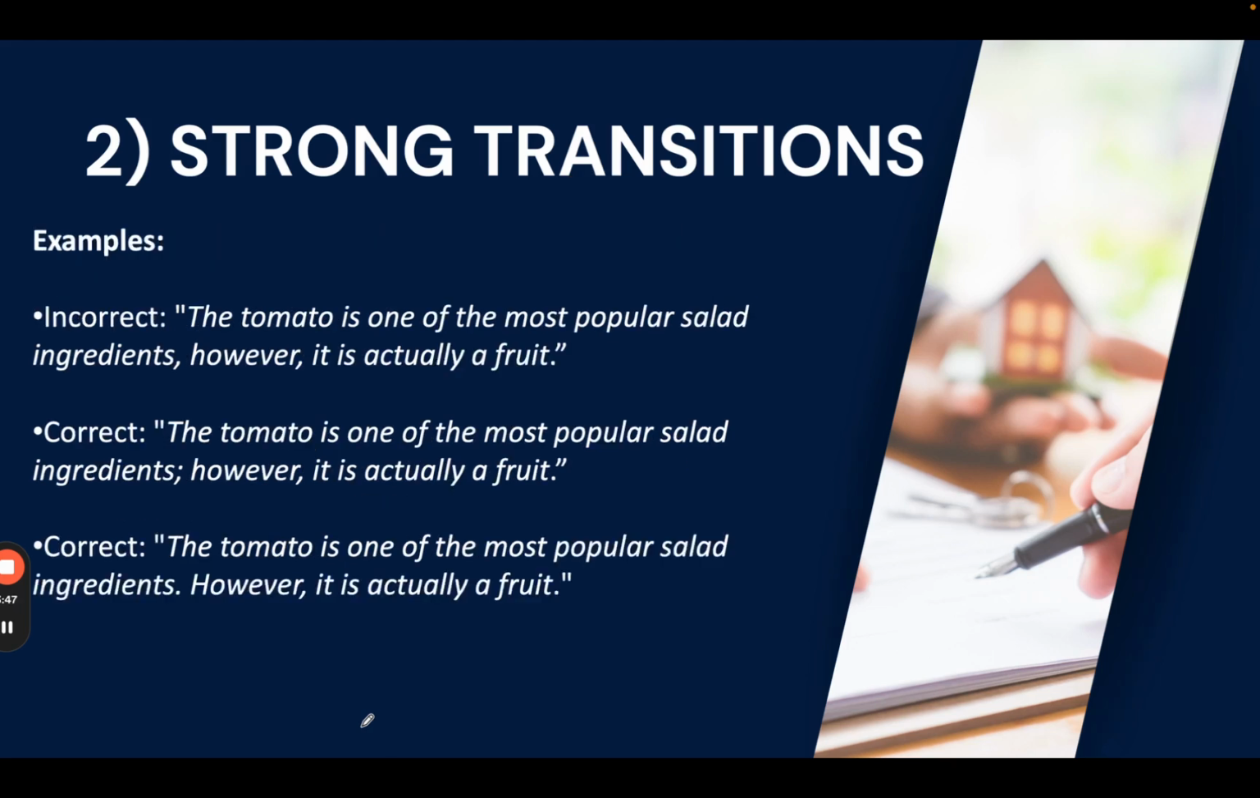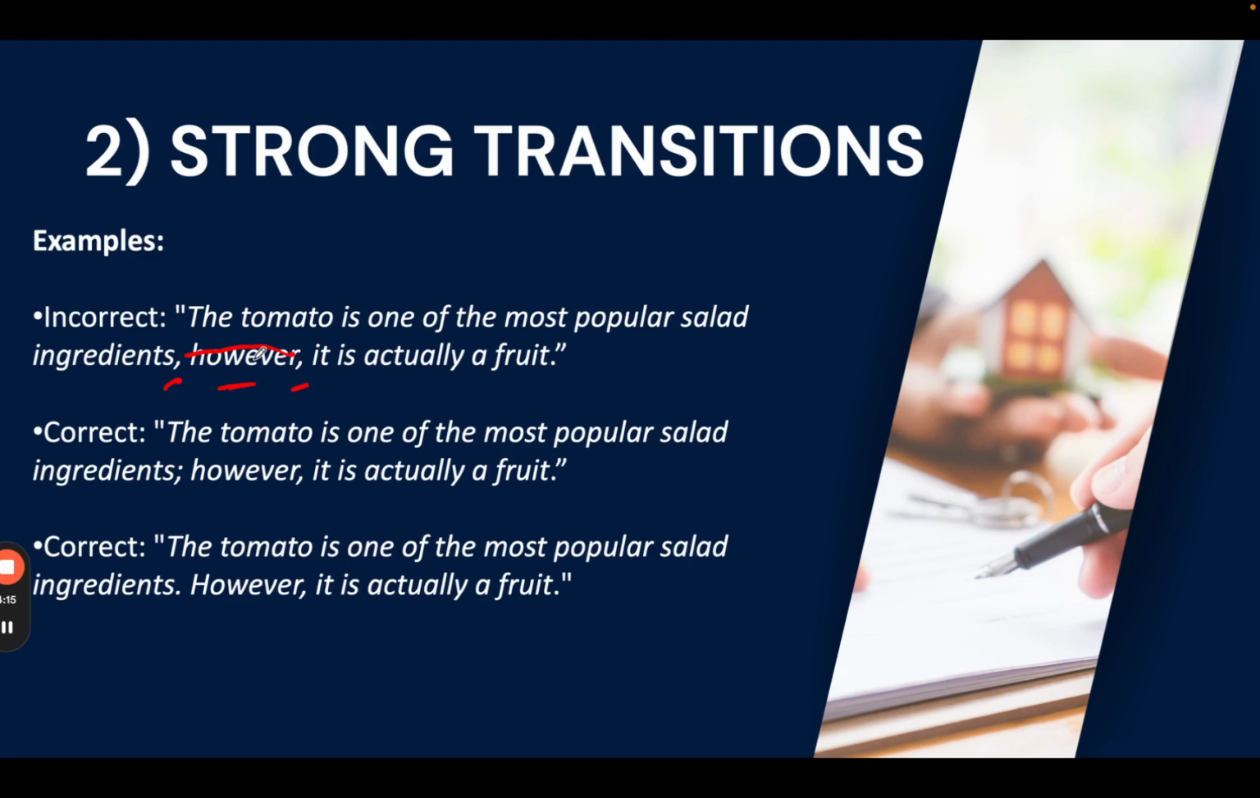Now look at the example. First example, now this is incorrect and I'll tell you the reason why. Let's read this. The tomato is one of the most popular salad ingredients, comma, however, comma, it is actually a fruit. Now you can place however in between two commas, but there is one condition. If you remove the however, the sentence should make complete logical and grammatical sense. Grammatically, it should still be correct.